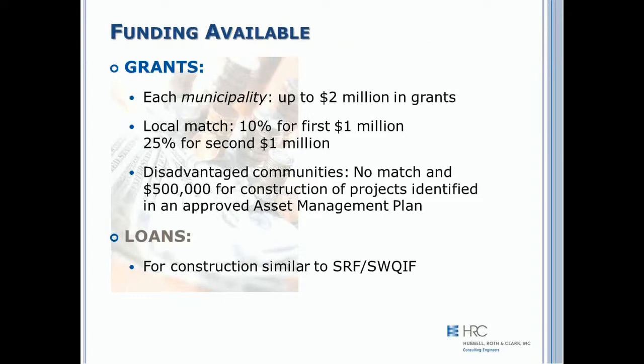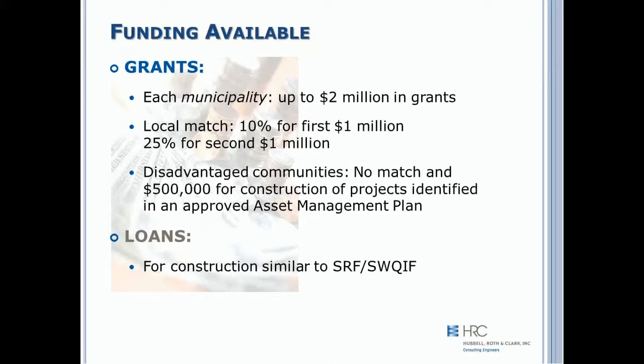Grant funding that's available under the SAW program. There are grants of up to $2 million for every community and every drainage district and county in the state of Michigan. And this is regardless of what you may have received under the S2 program. It's completely separate. There's a local match, 10% for the first $1 million.